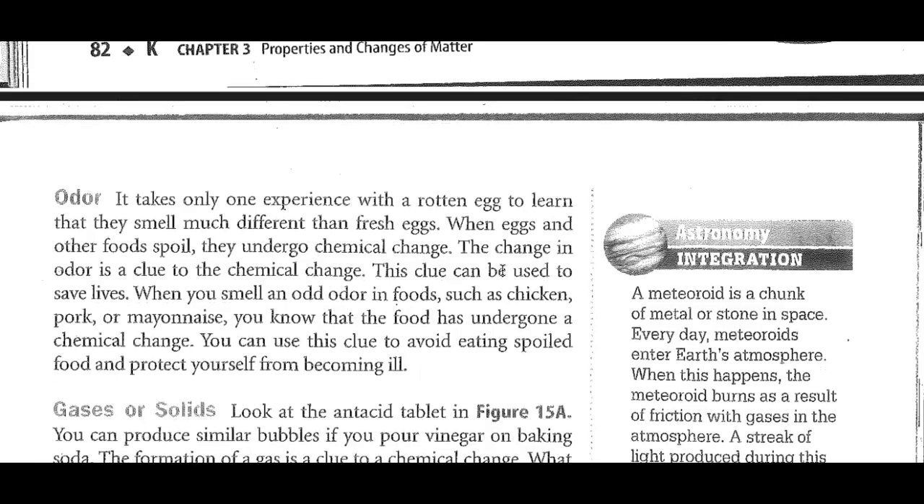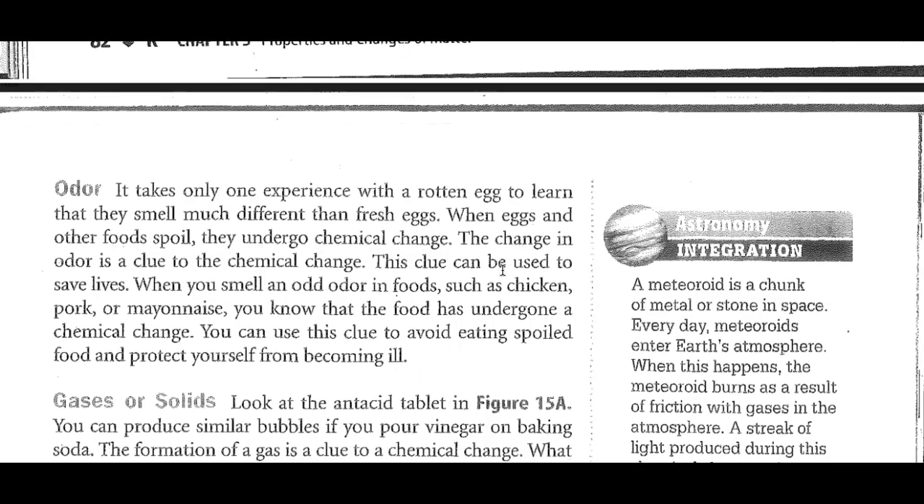Odor. It takes only one experience with a rotten egg to learn that they smell much different than fresh eggs. When eggs and other foods spoil, they undergo chemical change. The change in odor is a clue to the chemical change. This clue can be used to save lives. When you smell an odd odor in foods such as chicken or pork or mayonnaise, you know the food has undergone a chemical change. You can use this clue to avoid eating spoiled food and protect yourself from becoming ill.